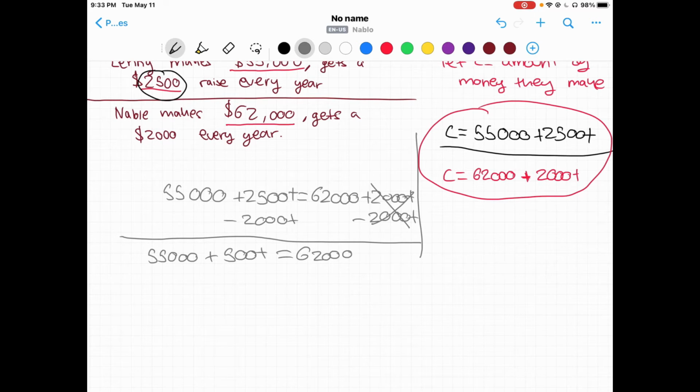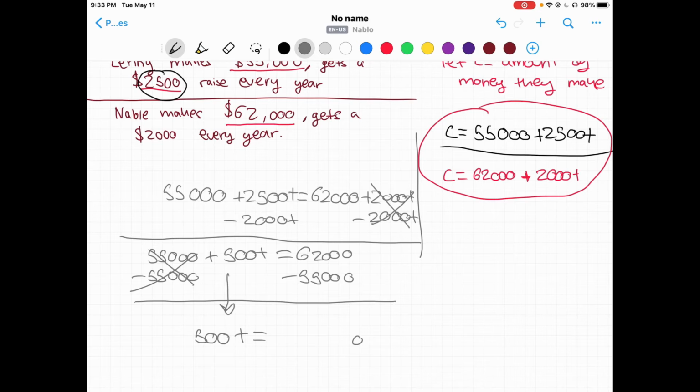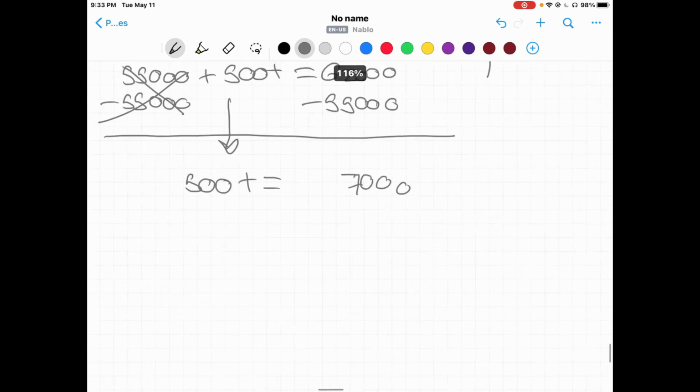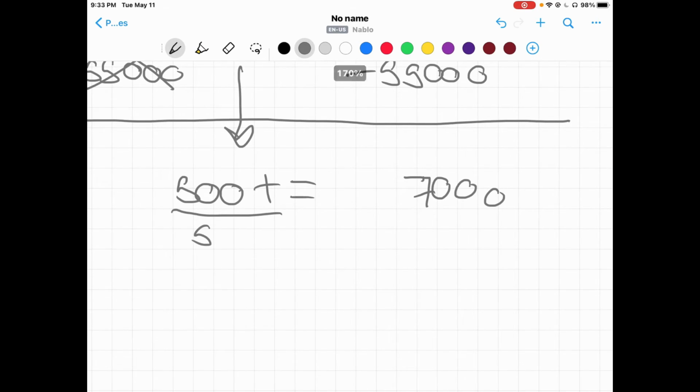Now, we have another step before we can actually solve for T, which would be subtracting 55,000 from both sides to isolate the variable. So minus 55,000 from both sides, these would cancel out. So on this side, we will be left with 500 T is equal to, then that will be 7,000. Now, we're just going to divide both sides by 500 to cancel this coefficient out.